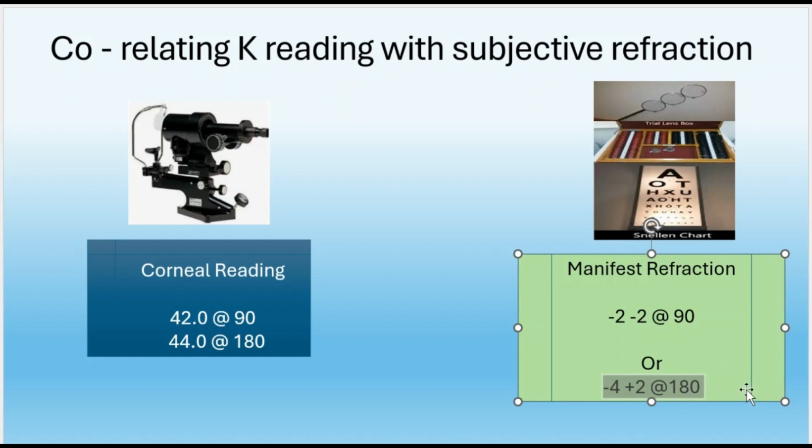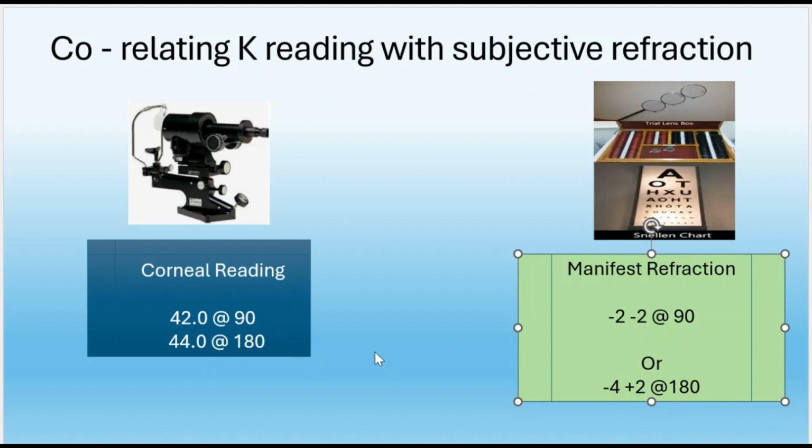Sometimes I know that the patients may not carry glasses, or maybe the subjective refraction is not possible because of a dense cataract. But here you can see that the subjective refraction and the corneal readings are matching, right? The +2 at 180 degrees, +2 at 180 degrees also on the corneal reading. But sometimes, you have to take into account the lenticular astigmatism also.